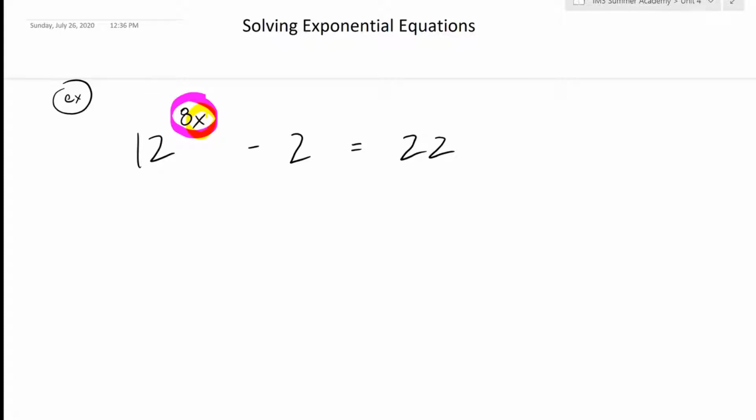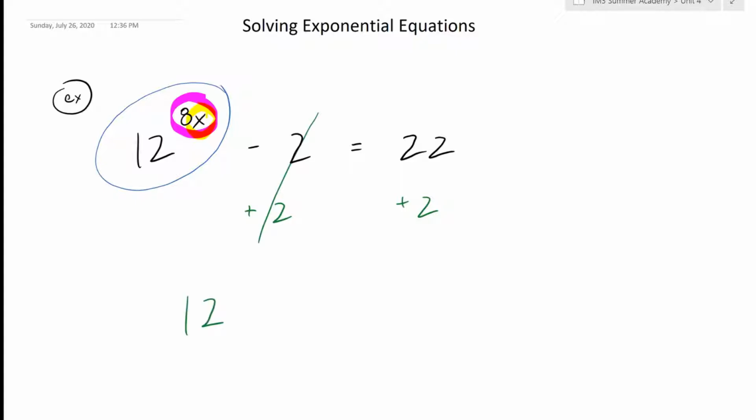Now, first things first, this whole piece right here, just think of it as a chunk I need to solve for later on. Before that, there's that minus 2. So I can move that first by adding 2 on both sides. Look for the stuff disconnected farther away from the x and move those first. So I've got 12 to the power of 8x equals 24.